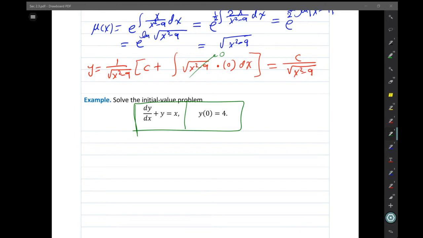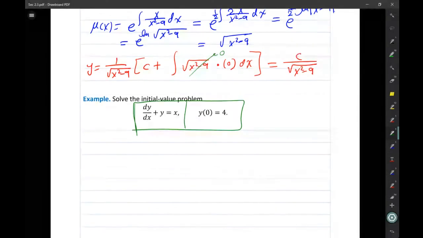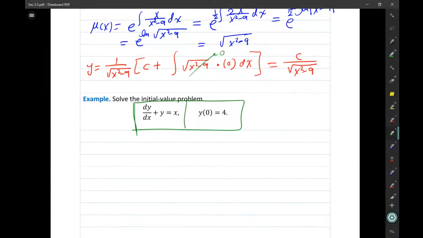Okay, let's see now. I am seeing nice work. But remember, I have an initial condition, so we have to find the constant. All right, first of all, I have to solve the differential equation dy by dx plus y is equal x.